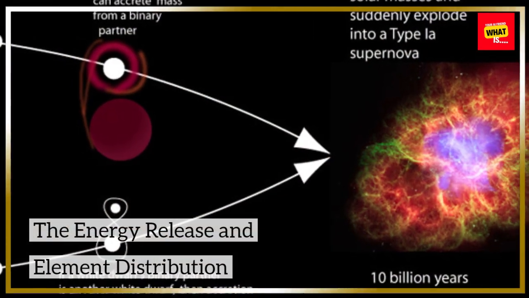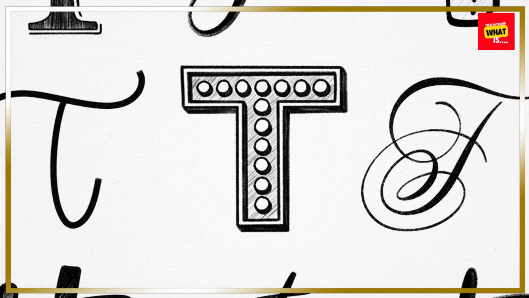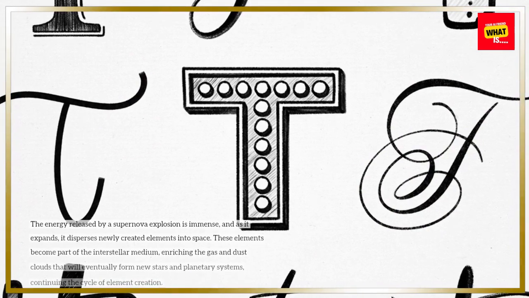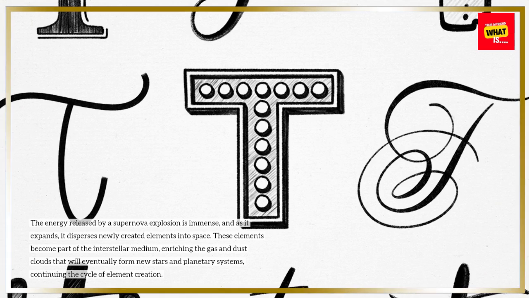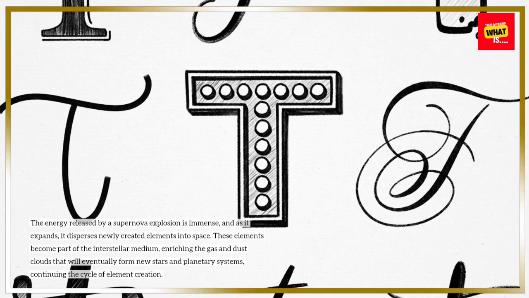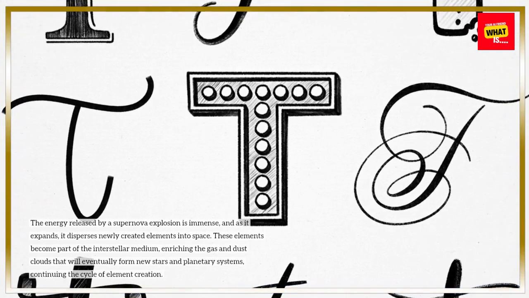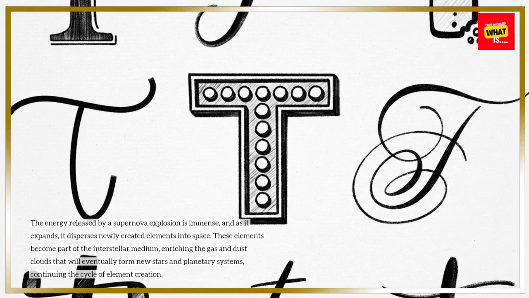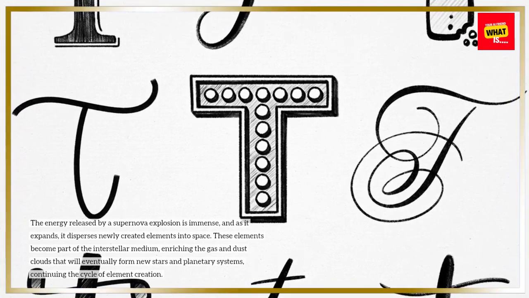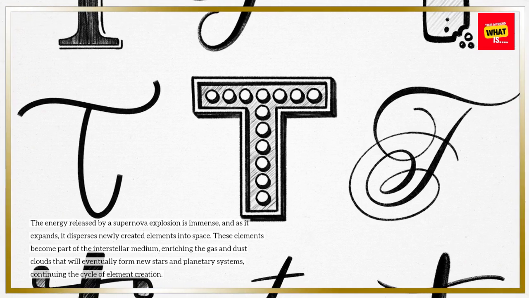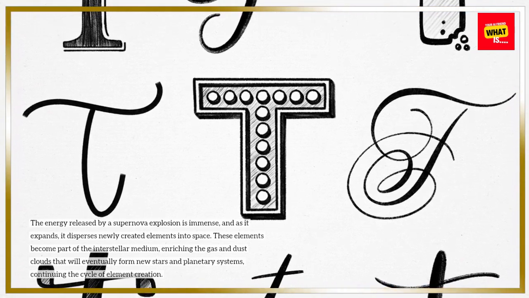The energy release and element distribution. The energy released by a supernova explosion is immense, and as it expands, it disperses newly created elements into space. These elements become part of the interstellar medium, enriching the gas and dust clouds that will eventually form new stars and planetary systems, continuing the cycle of element creation.